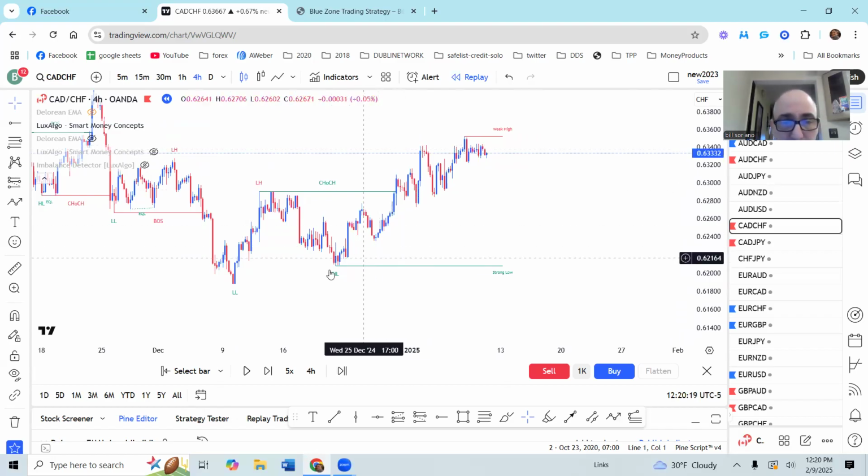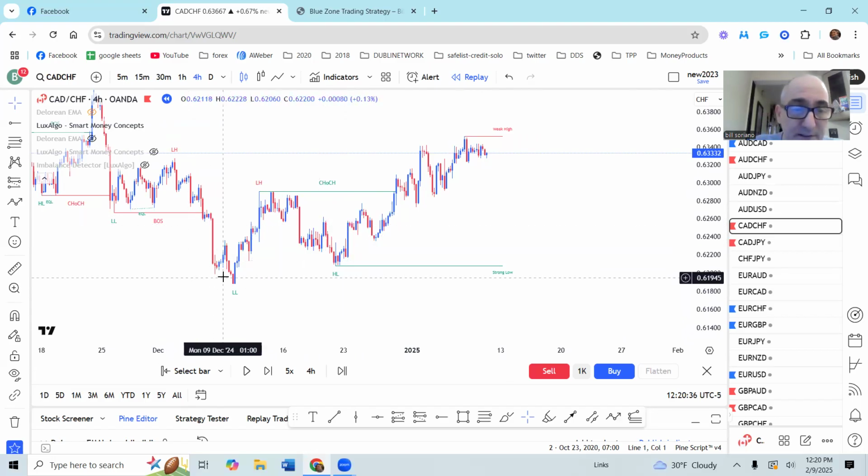But there's no imbalance. There is a liquidity grab, because you have trend line liquidity right here that gets broken on the impulse candle, but we don't have the imbalance. So if we go down to this area here, we see that we have imbalance from here to here. So let's turn on the imbalance detector just for the heck of it.